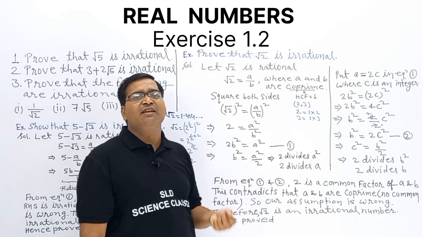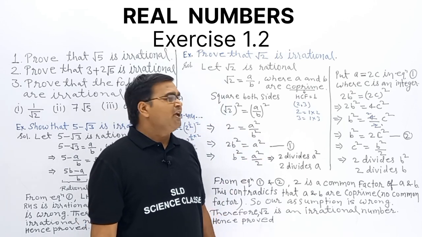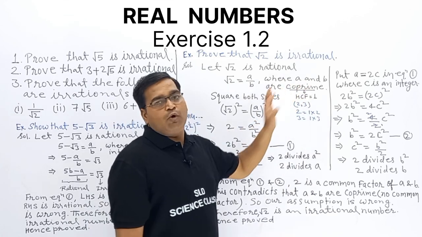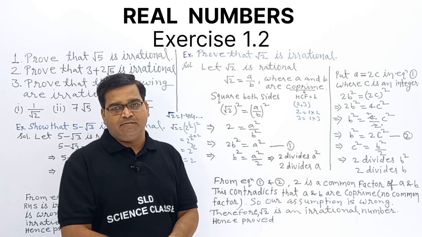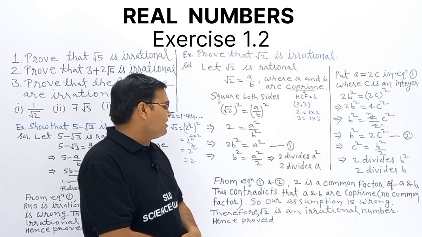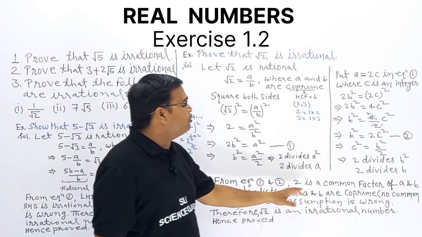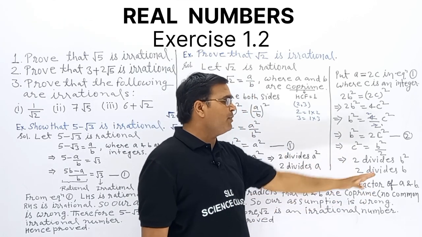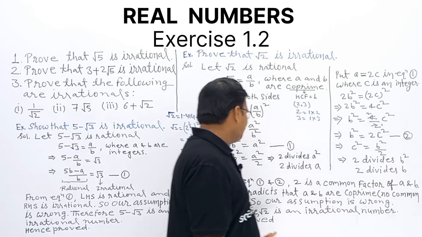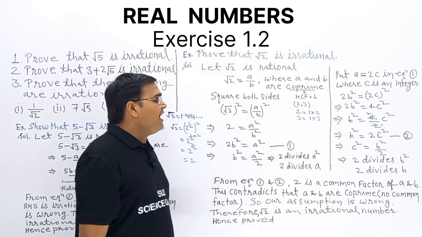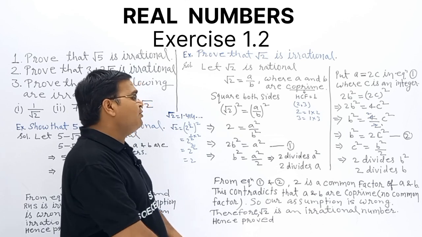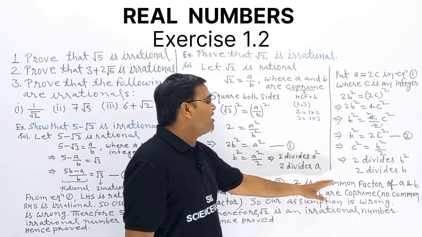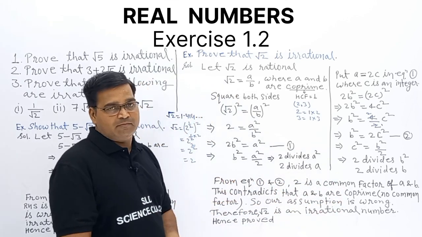Both numbers are divisible by 2. So if they are divisible by 2, then how can A and B be coprime? So there is a contradiction. From equations 1 and 2, 2 is a common factor. In both equations we are getting 2 as a common factor of A and B. This contradicts that A and B are coprime, with no common factor.